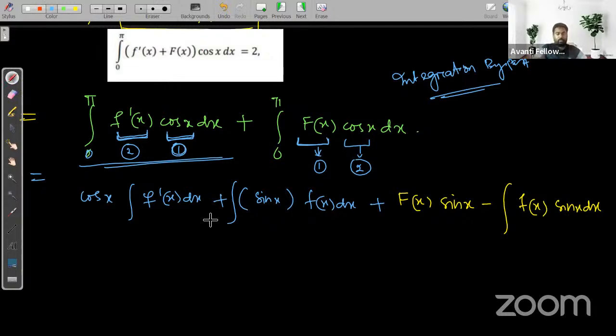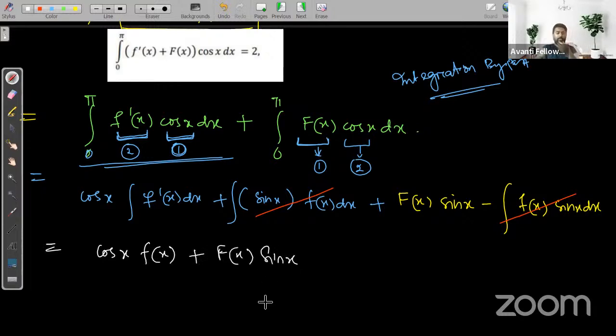So you can see these two integrals will cancel out each other, right? These two integrals will cancel out. Then what are we having finally? We are having finally cos of x into integration of f dash of x, which is small f of x, plus capital F of x into sin of x, right? So these things you are having now. Okay, so this is my integral.